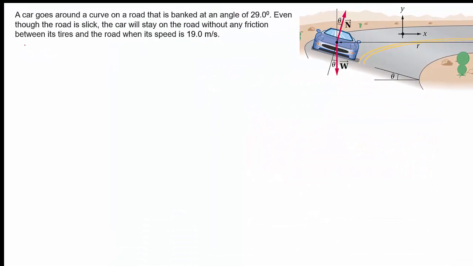What we are given here is the angle of the bank road, which is 29 degrees. And we are given the speed, v, to be 19 meters per second. And we are given that the friction is zero. The force of friction is zero. And we are asked to find the radius of this circular motion. So r is the unknown here.